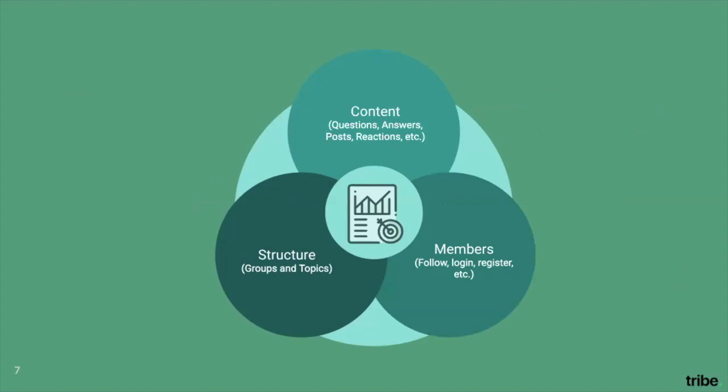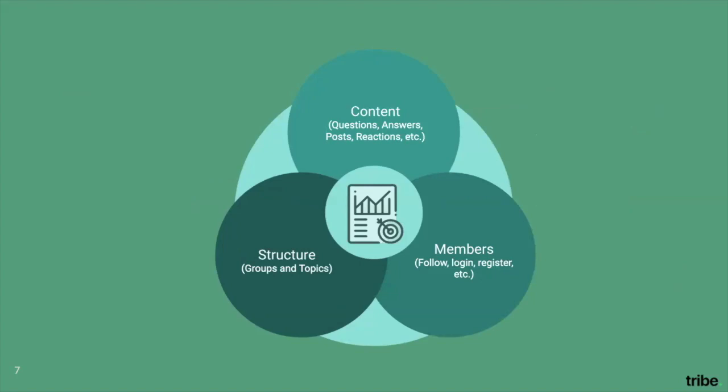And these events and these activities can be categorized in 3 different ways. So one is around members, and that's the number of members who are registering, those who are logging in, those who are following other people or being followed.